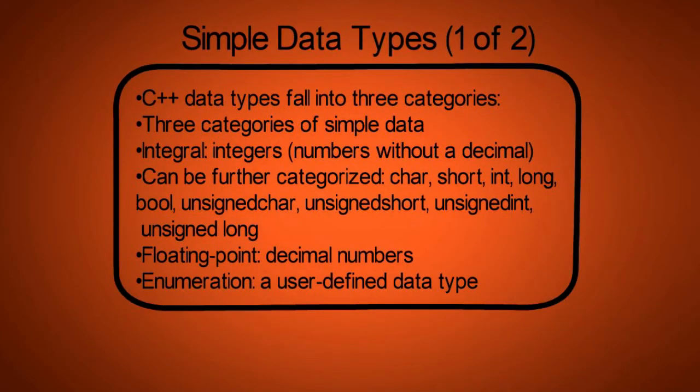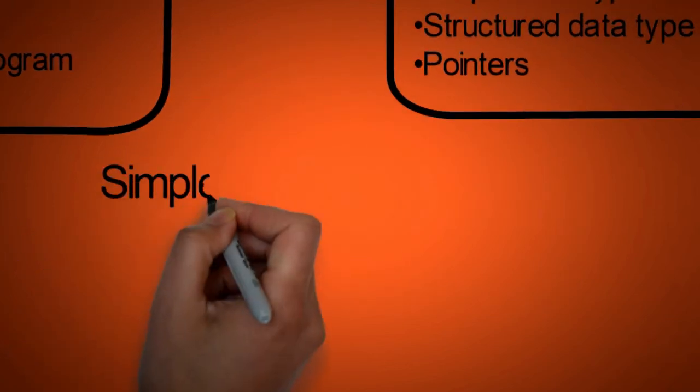Simple data types. C++ simple data types fall into three categories: integral, which are integers, numbers without a decimal, and can be further categorized into char, short, int, long, bool, unsigned char, unsigned short, unsigned int, and unsigned long; floating point, which are decimal numbers; and enumeration, a user-defined data type.